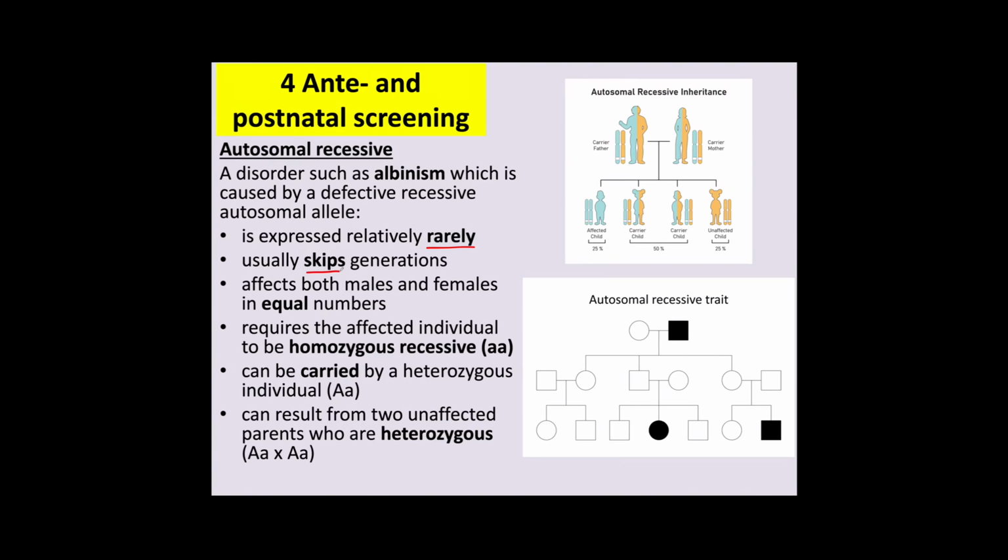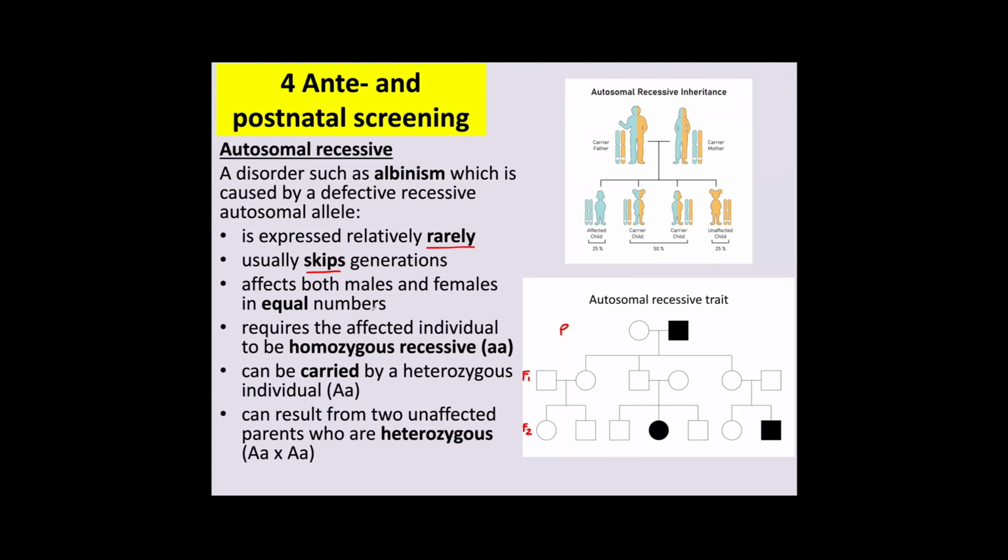It usually skips generations. So if you have a generation with the condition here, like we can see in this P generation at the top, you can see that it's not present in the F1 generation there. However, it is present in the F2 generation. So that's another hint that it's potentially autosomal recessive. It affects males and females in equal numbers, and we'll establish why that's important later on when we look at sex-linked inheritance. But for autosomal conditions, males and females are affected equally.